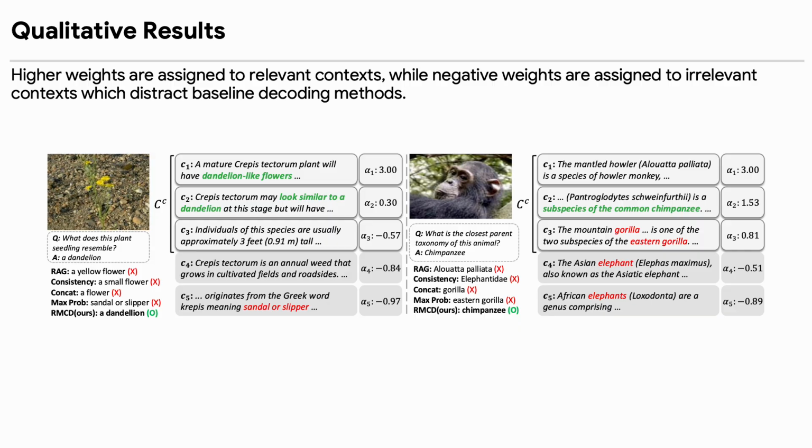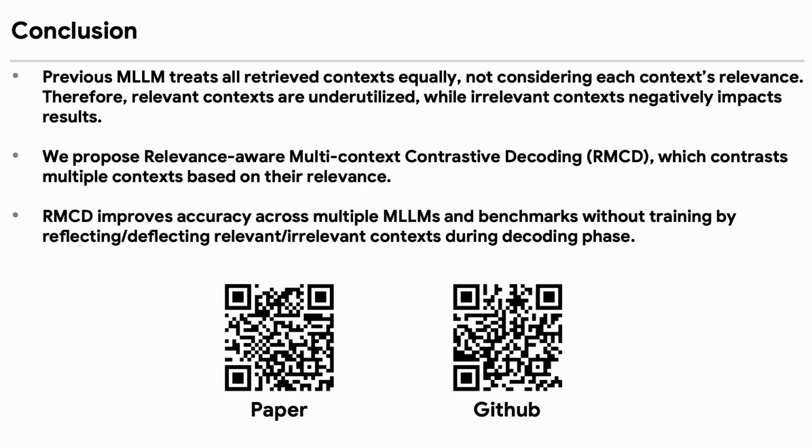The qualitative results also support the same intuition. Relevant contexts receive high weights, so the necessary information is reflected more strongly in the answer, while confusing contexts receive negative weights, which suppresses or cancels the probability toward incorrect answers.